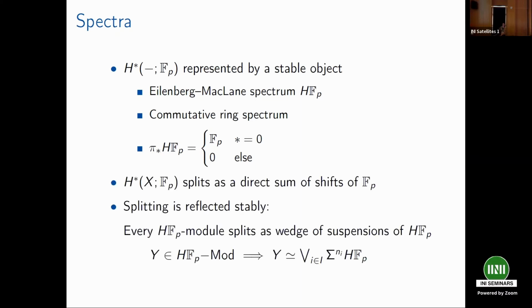story. So I said the cohomology of any CW complex splits as a direct sum of shifts of Fp. Well, I said it was a graded Fp vector space, so that's an equivalent statement. And this splitting is reflected stably. So every HFp module splits as a wedge of suspensions of HFp. If I want to write that in symbols, I say, hand me any HFp module Y, then Y splits up to weak equivalence as a wedge of suspensions of HFp. This is a really nice property of this spectrum HFp.